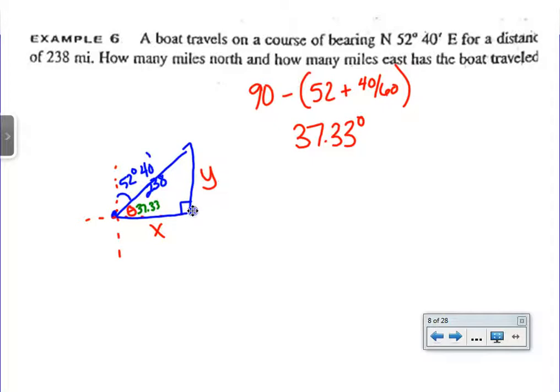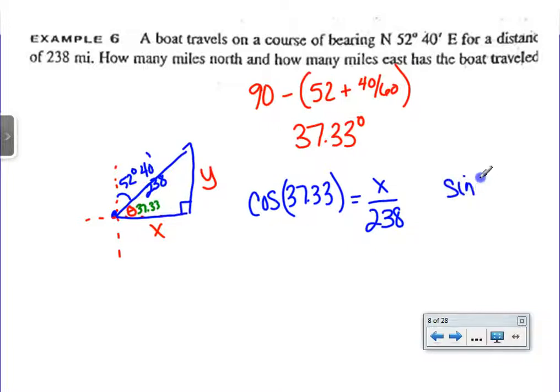And now to find x, I could set up a cosine problem. So cosine of 37.33 equals x over 238. And then to find y, I could set up a sine problem. So sine of 37.33 equals y over 238.